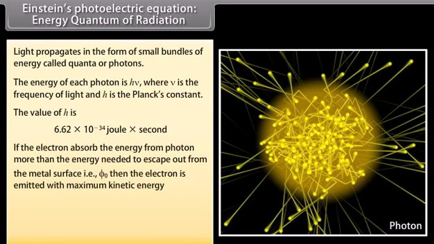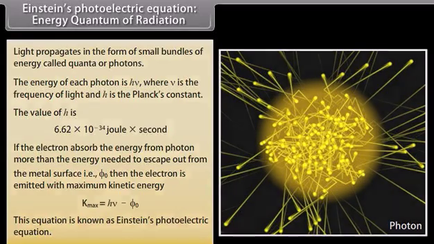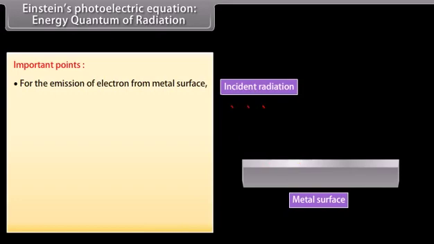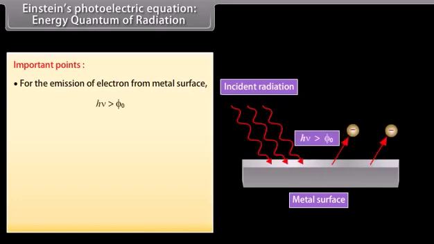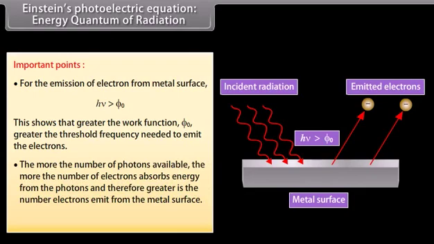If the electron absorbs energy from a photon more than the energy needed to escape from the metal surface, that is φ0, then the electron is emitted with maximum kinetic energy Kmax, which is equal to hν minus φ0. This equation is known as Einstein's photoelectric equation. Important points. For the emission of an electron from the metal surface, hν must be greater than φ0. This shows that the greater the work function φ0, the greater the threshold frequency needed to emit the electron. The more the number of photons available, the more electrons absorb energy from the photons, and therefore greater is the number of electrons emitted from the metal surface.